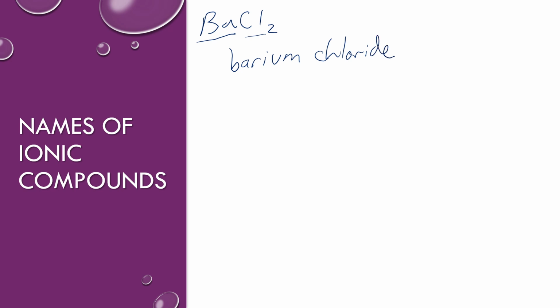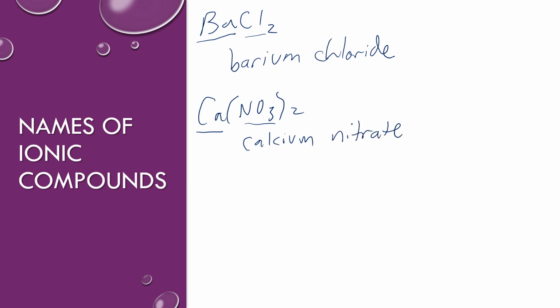Let's try another one. Let's do something like Ca(NO3)2. Calcium is not a transition metal. NO3 is a polyatomic ion. Polyatomic ions have their own names. NO3, the name is nitrate, so it's just calcium nitrate.